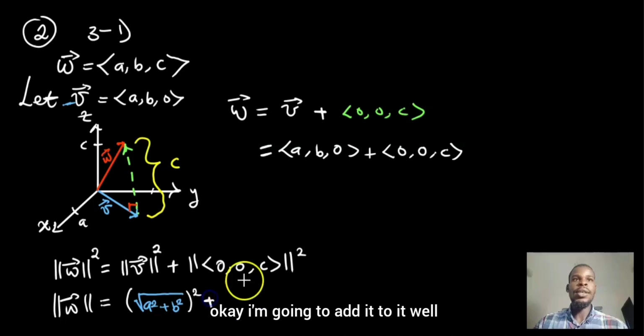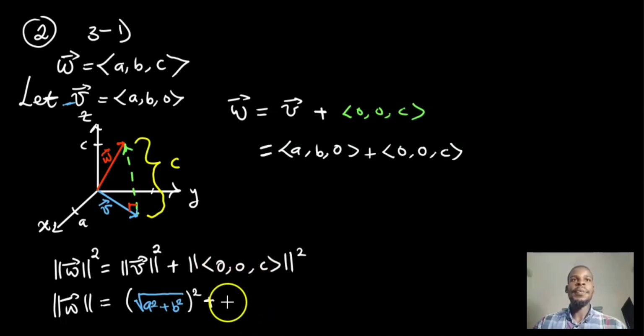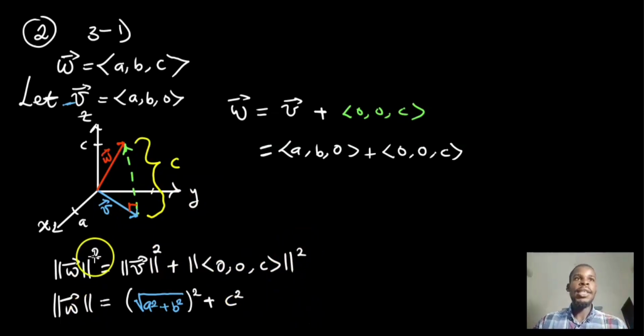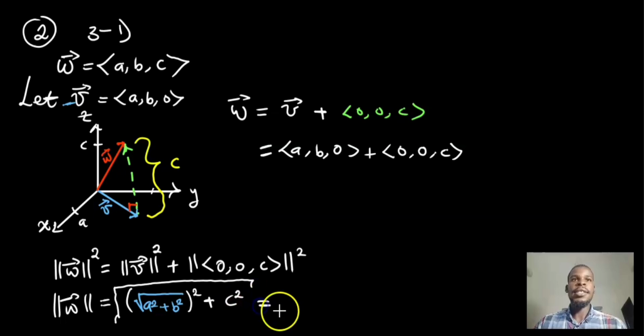Okay, I'm going to add it with, well, what's the length of this other vector? The length of a vector containing only one component is just that one component. This is just like saying from 0 to C, you just get C. Look at this, the distance from here to here is C. So that's why I say the length of that vector is just C, and then you square it because of this square out here. But then I've taken away this square, which means I'm going to introduce the square root on this right hand side. Okay, great.